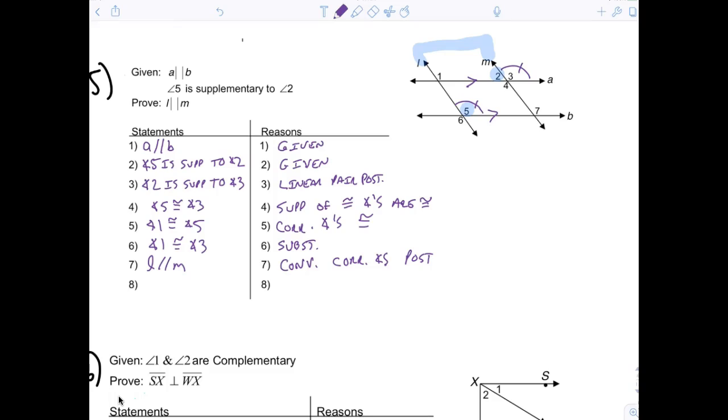And then because 5 and 3 are congruent, then 5 and 7 are congruent because angle 3 is congruent to angle 7. Well, but you have to say that though, buddy. Well, I did. Then my next step was angle 7 is congruent to angle 3, which is corresponding angles.